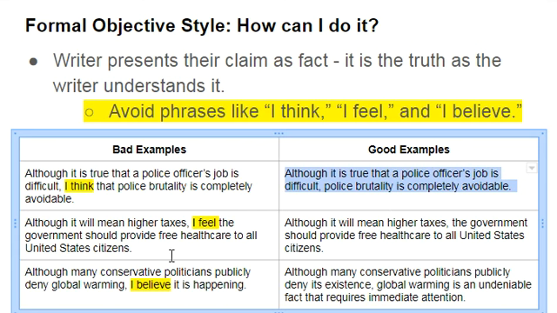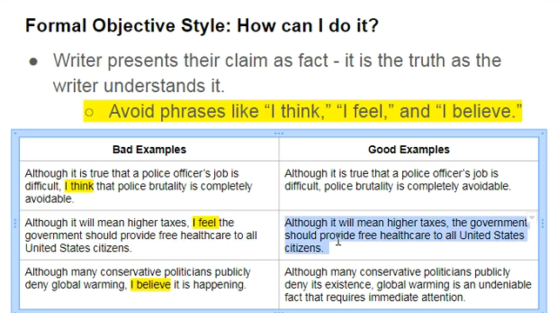Okay? A couple more examples. "Although it will mean higher taxes," okay, there's the concession, and here's the claim: "I feel the government should provide free health care to all United States citizens." "I feel." That's a very touchy, feely phrase. I feel, okay? We don't care what you feel. We want to know what the facts are, okay?